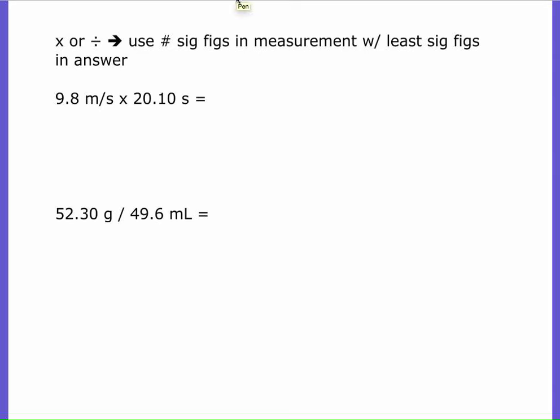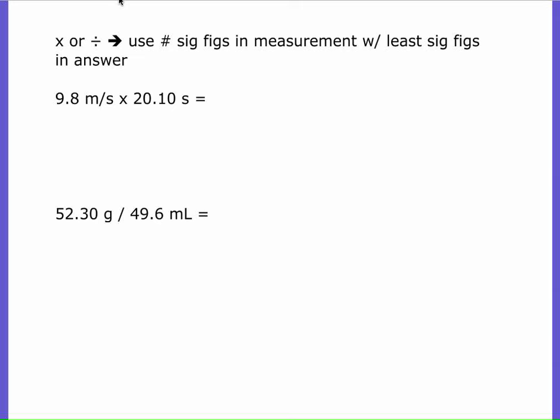Right, so now that we understand our sig fig rules, we also need to know how to do calculations using sig figs. So first we're going to cover multiplying and dividing. We'll also get to adding and subtracting here in a second. But if you're multiplying and dividing, you're supposed to use the number of sig figs in your measurement with the least amount of sig figs in your answer.